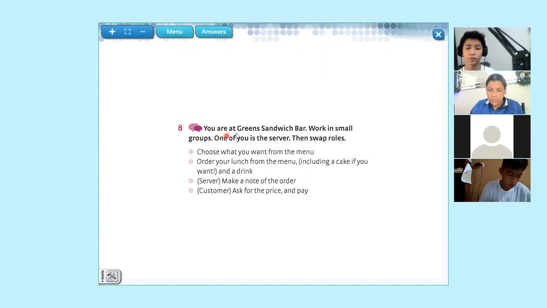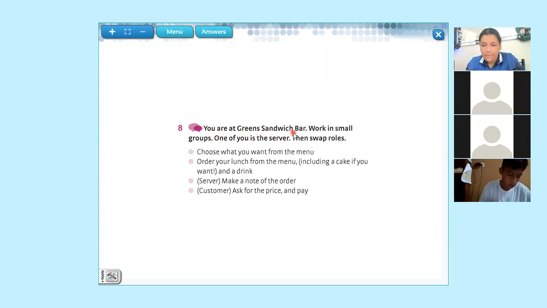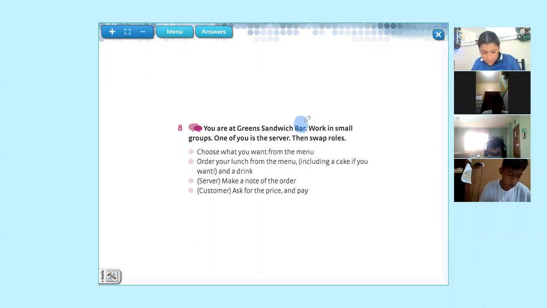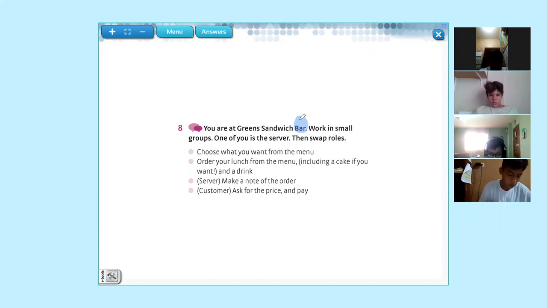Start reading, please. You are at Green Sandwich Bar, working in small groups. One of you is the server, then swap roles. Okay, you are in the bar. You are in San Marino Mall, you are in Listo Bar, maybe you are in La Pequeña Montañita Bar, and you want to order food. Okay, you want to order food and swap roles. Here you have the information. Continue, Mr. Reed. Choose.